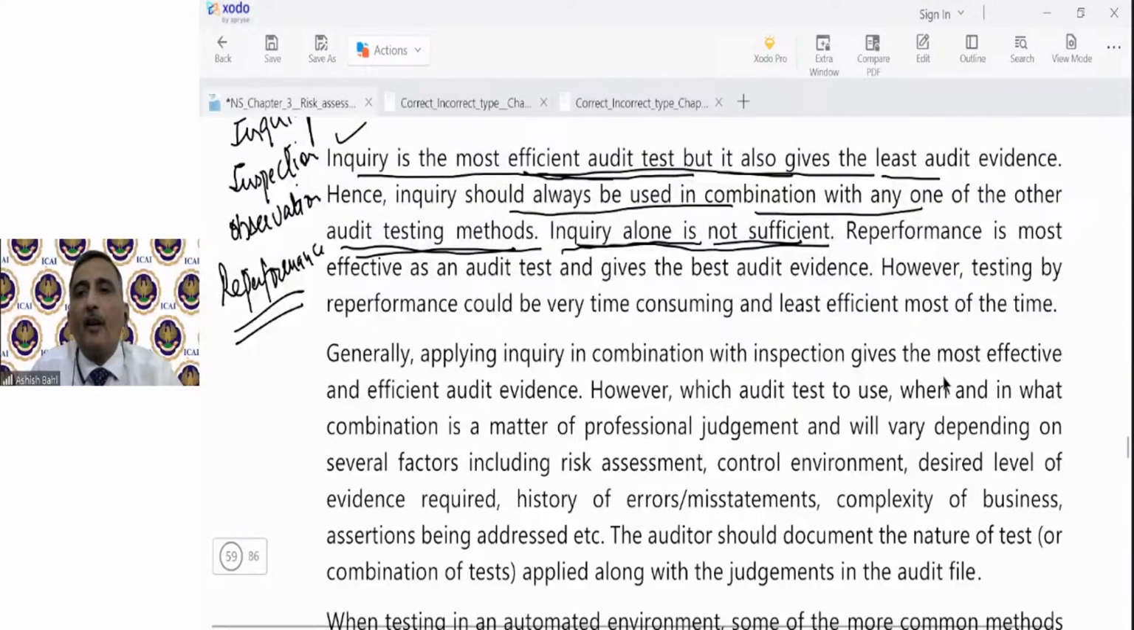Okay, so reperformance is an effective audit test and gives the best audit evidence.